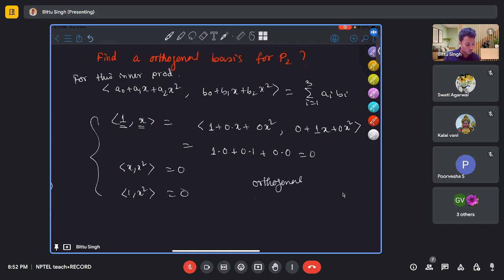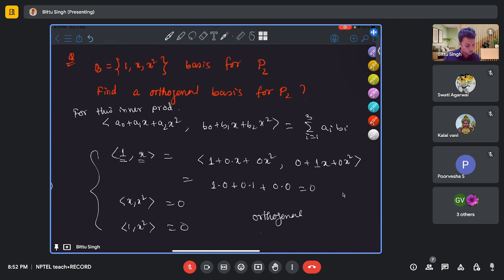And you can see that the norm of any of these three vectors, the norm of x squared, is the same as square root of 1 times 1, right? So this is actually 1. So those are actually orthonormal bases with respect to this inner product.